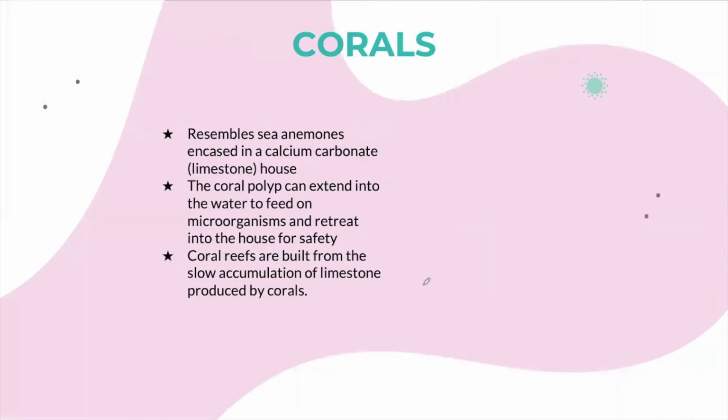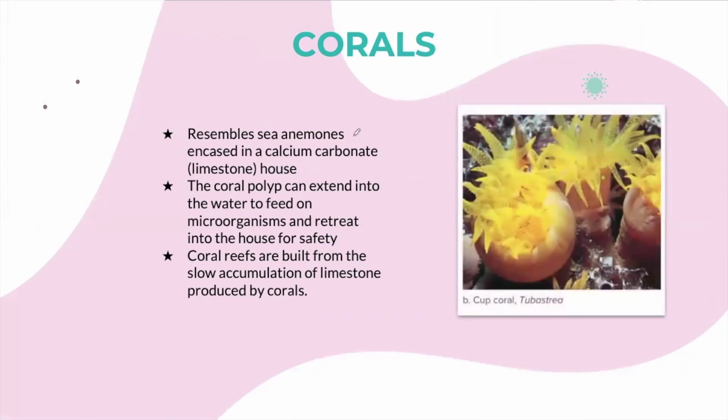Next, corals. Corals resemble sea anemones encased in a calcium carbonate limestone house. This is the limestone house. The coral polyp can extend into the water to feed on microorganisms and also retreat into the house for safety. Coral reefs are built from the slow accumulation of limestone produced by corals.